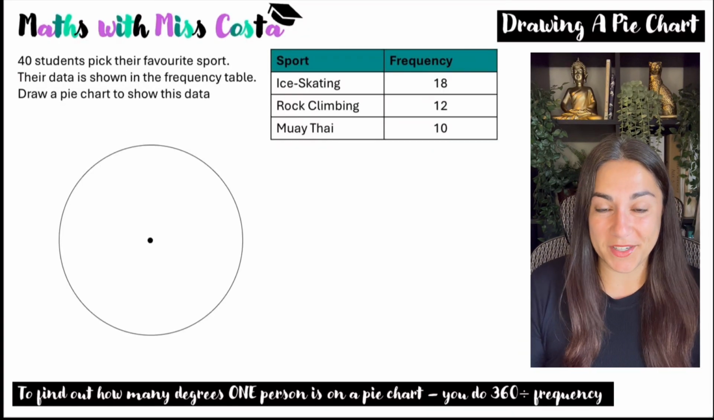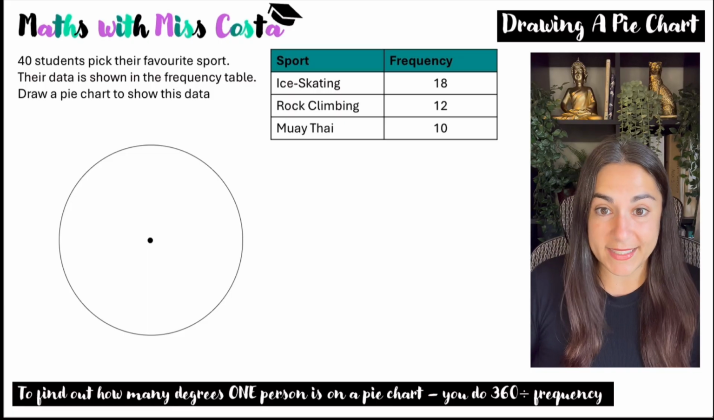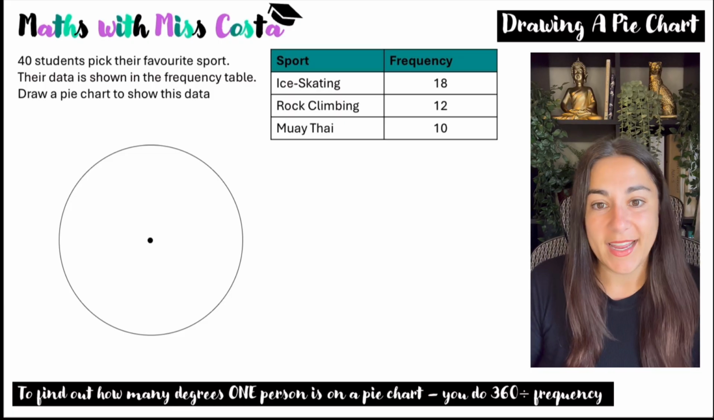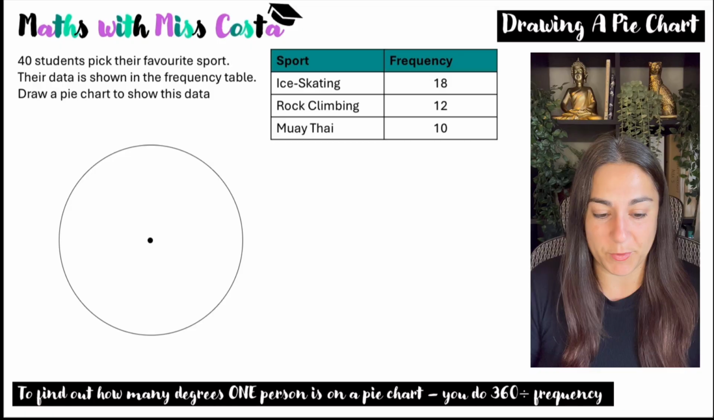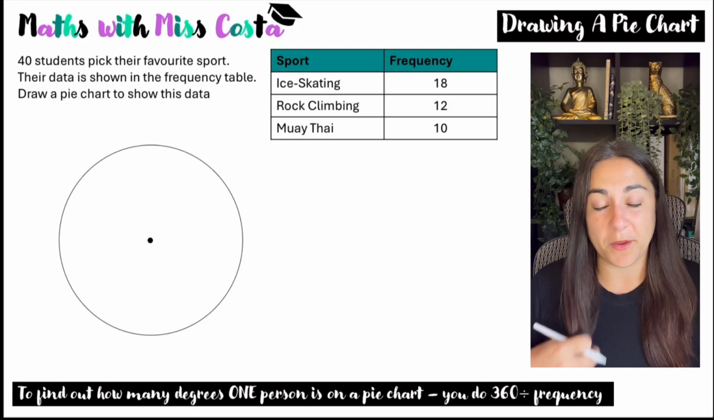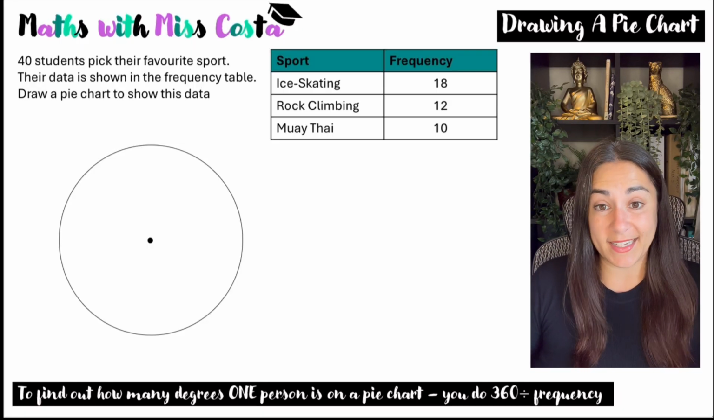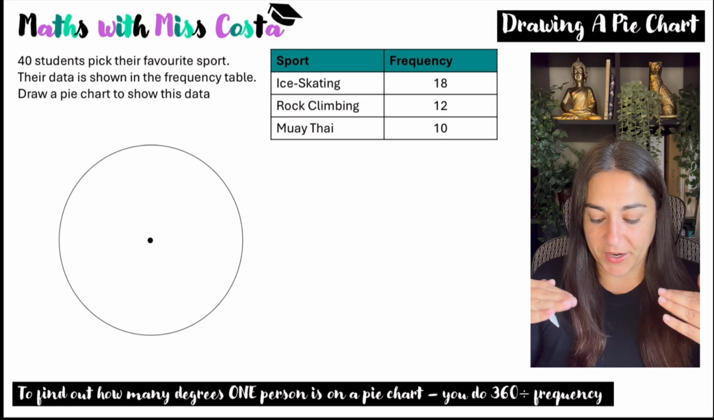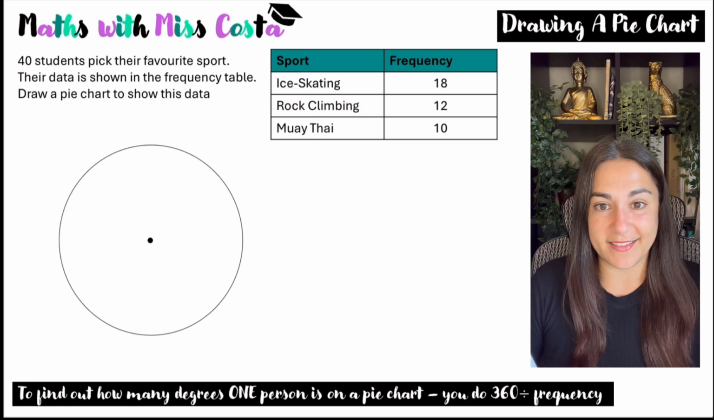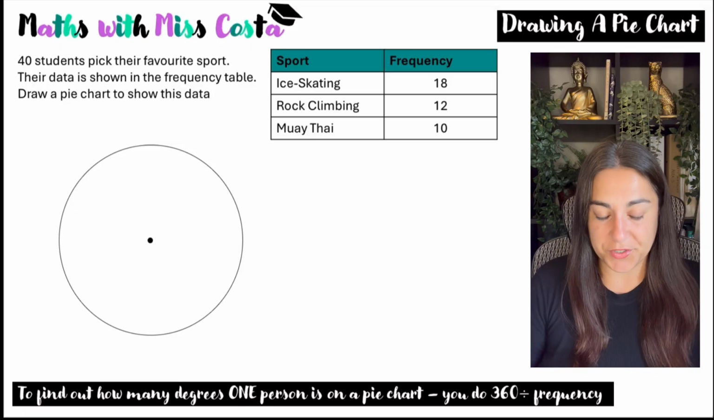Okay, so the first thing we're going to do is drawing pie charts. In this question I'm told that 40 students pick their favourite sport and their data is shown in the frequency table. Now I need to draw a pie chart to show this data. Frequency just means how many, so the amount. This question is referring to students, so where it says the frequency, that's telling me how many students. So 18 students like ice skating the most, 12 students like rock climbing the most, and 10 students prefer Muay Thai.